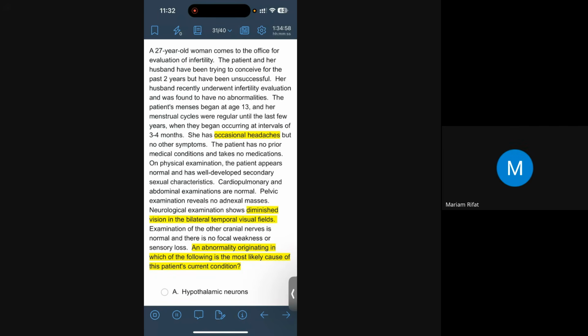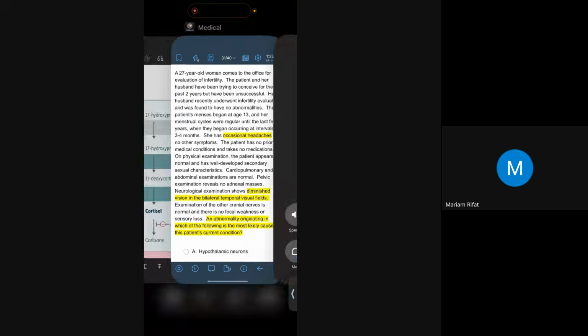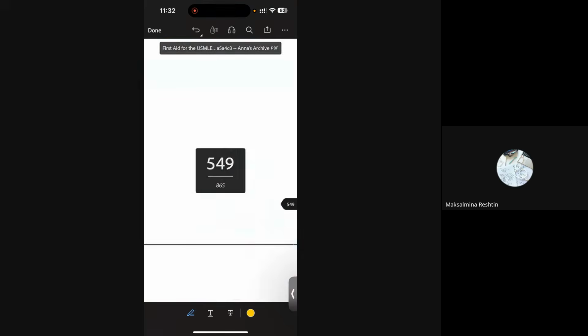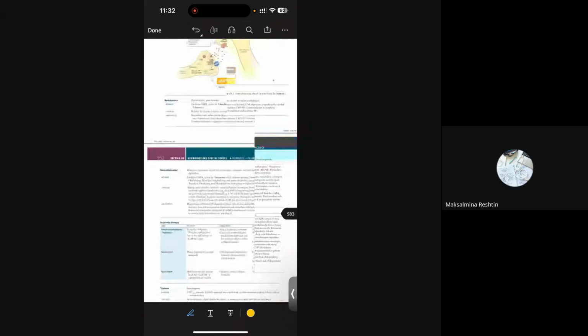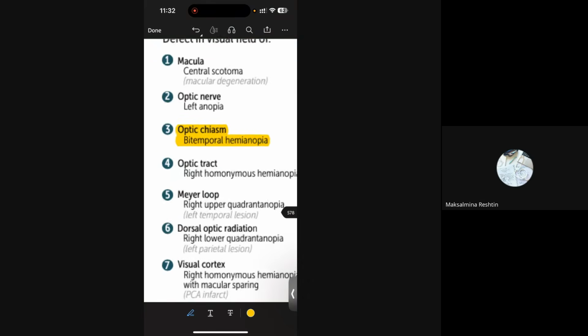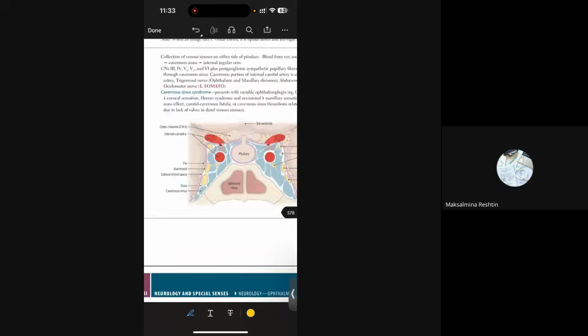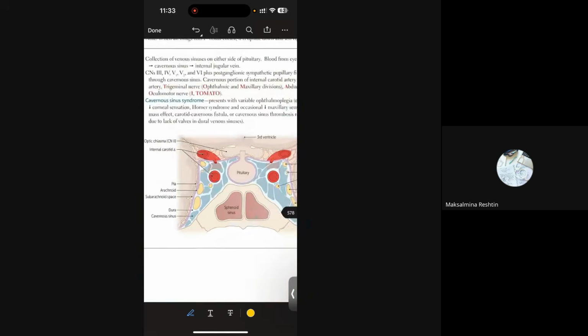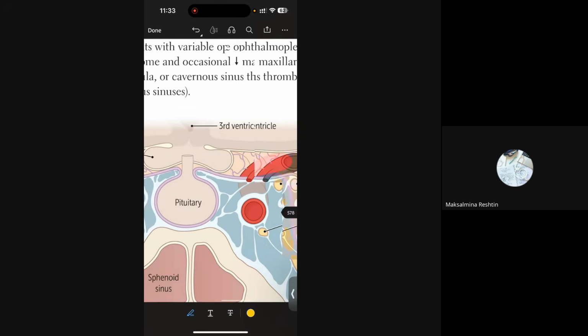What is the most common type of pituitary adenoma? Prolactinoma. See, if the optic chiasma gets damaged, you are going to see bitemporal hemianopia. You can clearly see this is the pituitary gland and this is the optic chiasma.